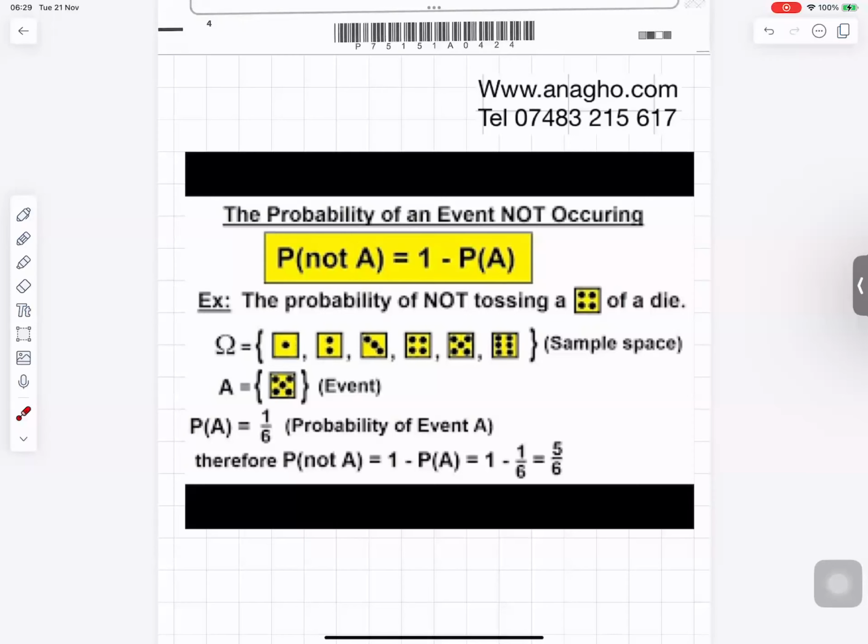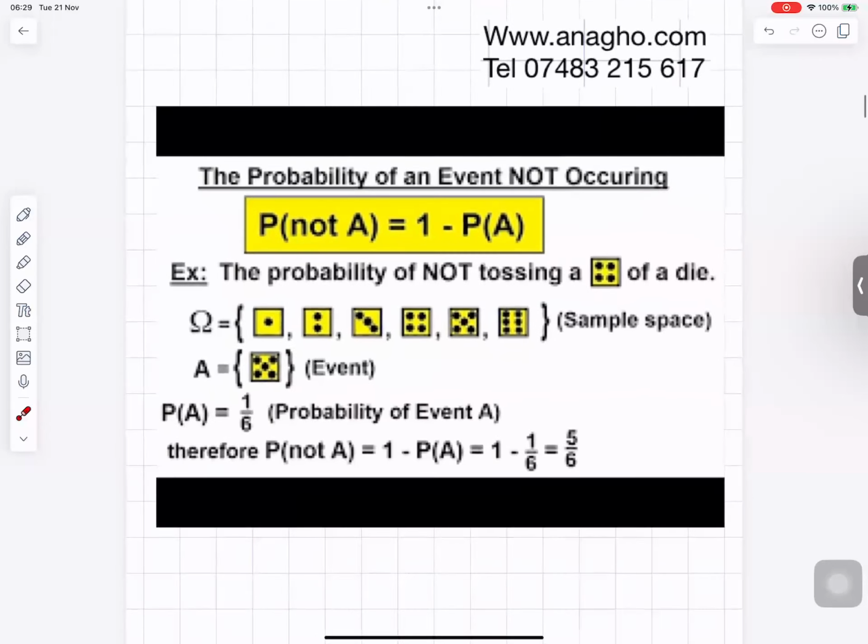So I put this here to help you learn this probability of something not occurring. This formula in yellow, you need to memorize it. Probability of not A is 1 minus the probability of A. So probability of not a 5 is 1 minus the probability of a 5. And there's an example down there for you to have a look at.